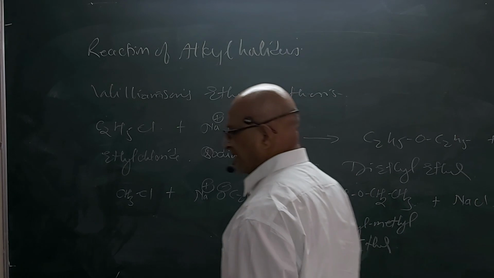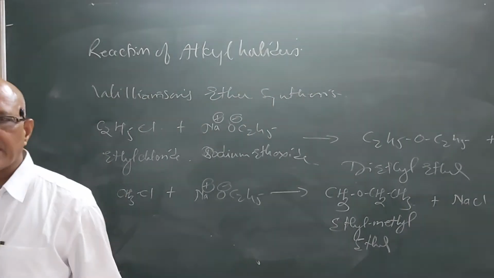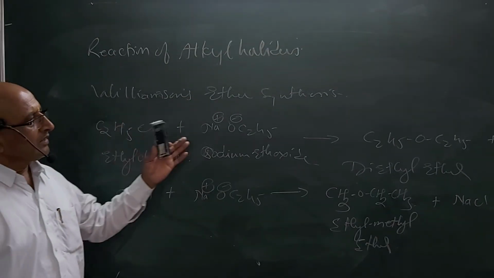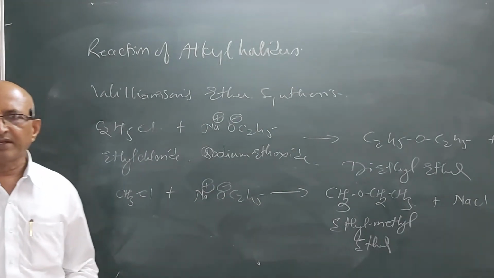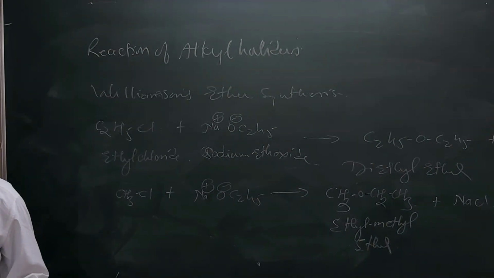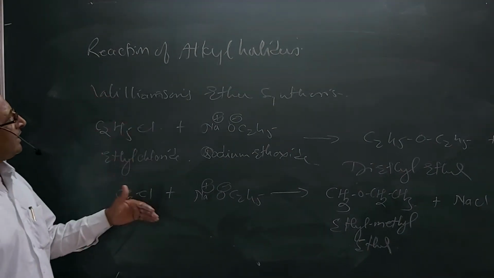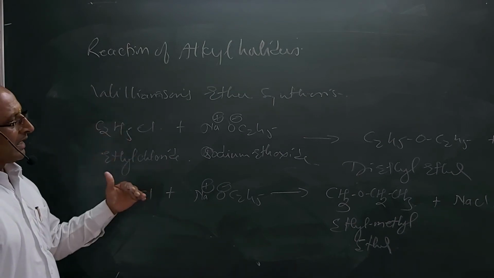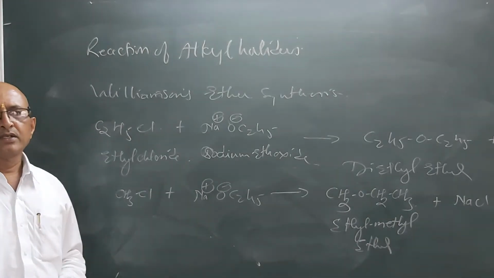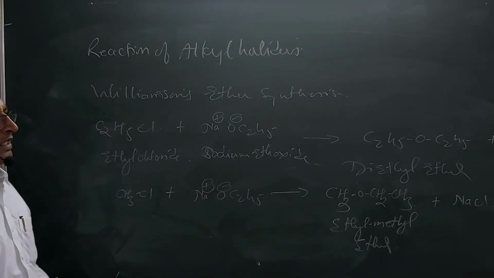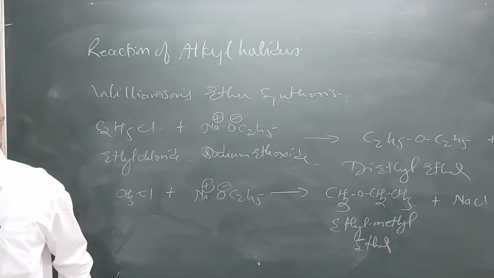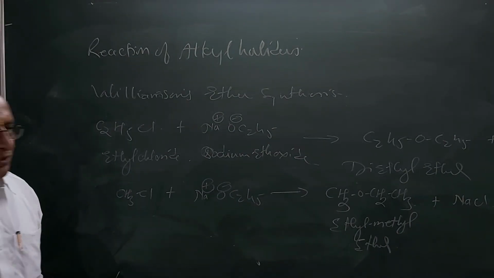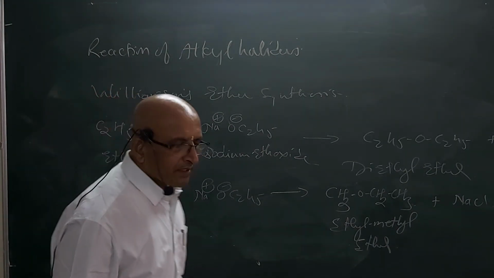And so in this way, by using Williamson's ether synthesis, we can prepare the different types of symmetrical and asymmetrical ethers. We have studied three different types of reactions of the alkyl halides. In the next lecture, we will deal with the elimination reactions of the alkyl halide and the substitution reactions of the alkyl halide. Thank you very much.